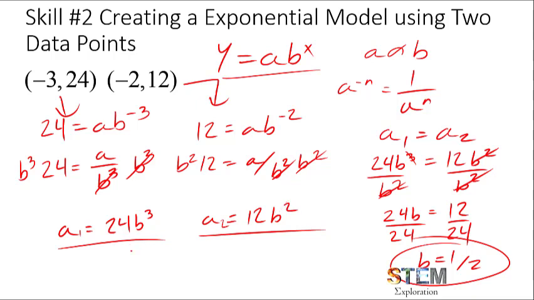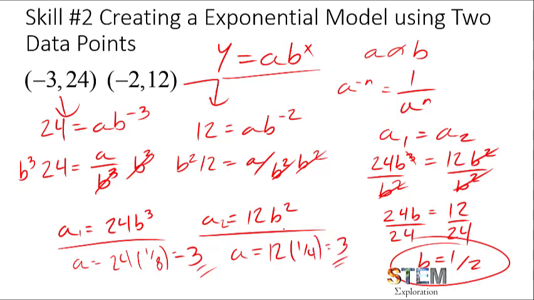After I find what b is, I can plug b into either one of these equations. If I plug it into here, I'll see that a is equal to 24 times (1/2) cubed, which would equal 24 times 1/8, which would equal 3. Or we could plug it in here and we'll get the same thing. 12 times (1/2) squared, 1/2 times 1/2 is 1/4. 1/4 of 12 is 3. That's my a value. So then my exponential model, let's write it up here, is going to be y equals 3 times (1/2) to the x power, and that is our exponential model.